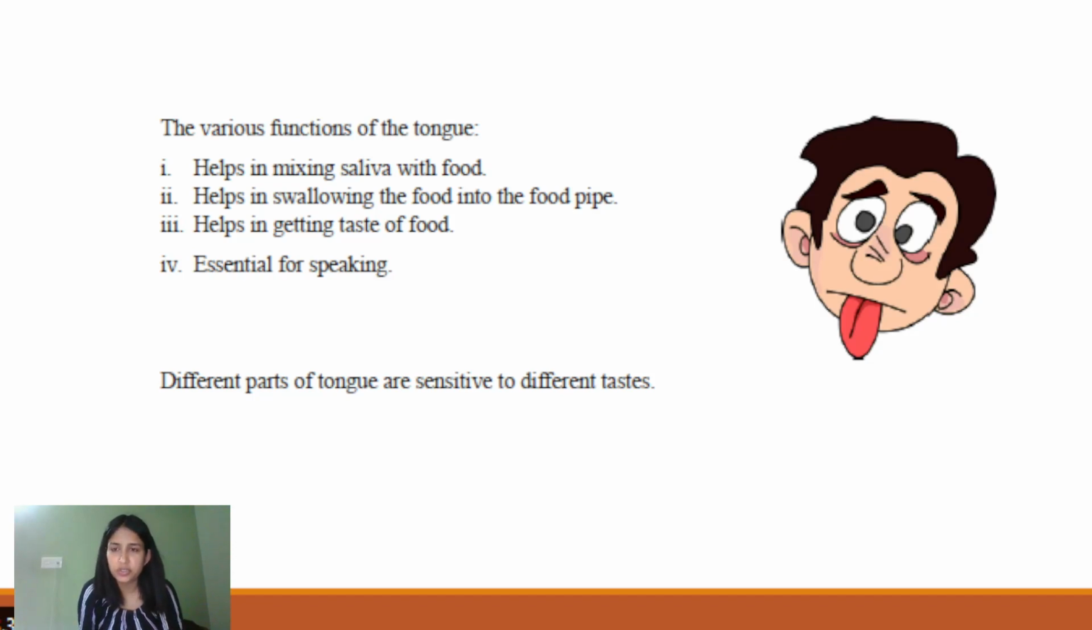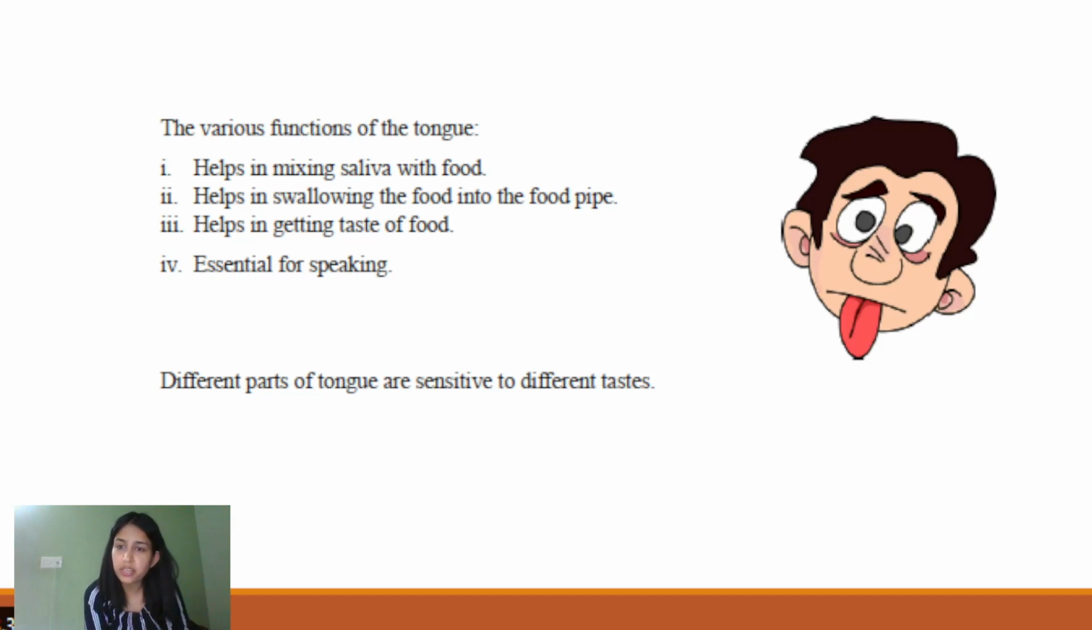So the tongue is also helping in mixing the saliva with the food and also helping in swallowing the food into the food pipe. We push the food into the food pipe with the help of our tongue. It helps in getting the taste of the food also. We get the taste of anything we eat on our tongue only. Essential for speaking also. We use our tongue to speak as well.